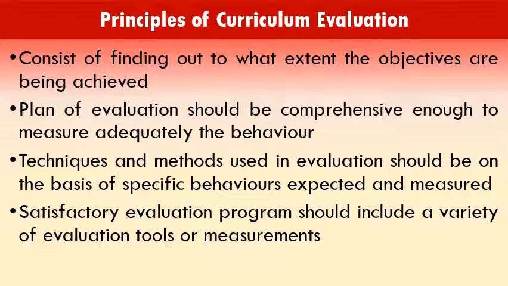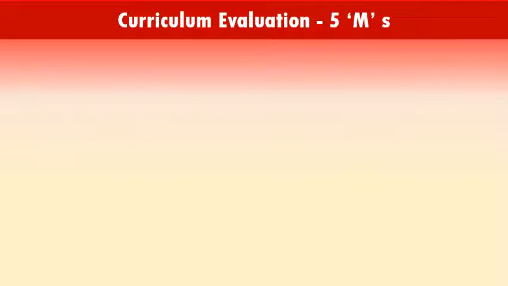that one. Then, if you want a satisfactory evaluation program, that should include a variety of evaluation tools or measurements. So that is going to give accurate results or accurate evaluation at the end of the curriculum implementation. Okay, so these are some of the principles of curriculum evaluation. And finally, in curriculum evaluation itself, we have to follow 5 M's. What are those 5 M's?